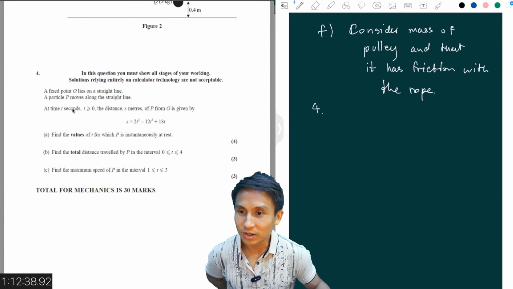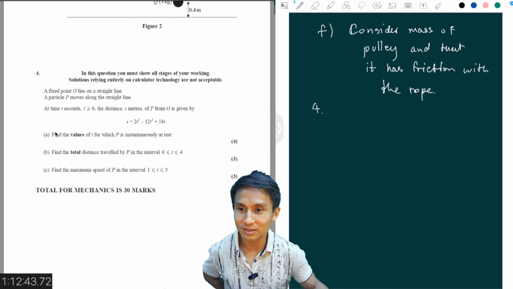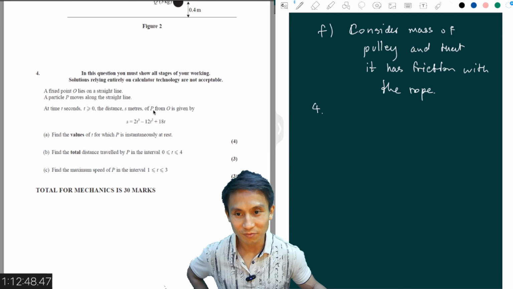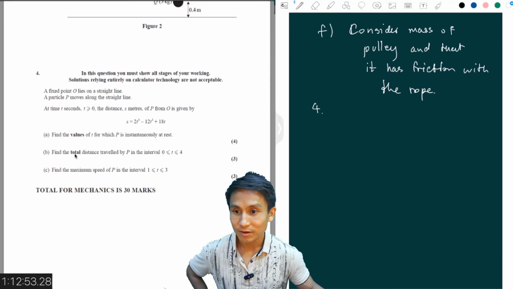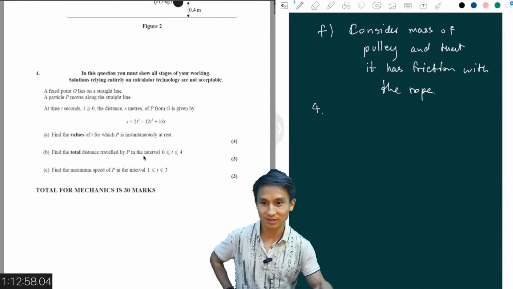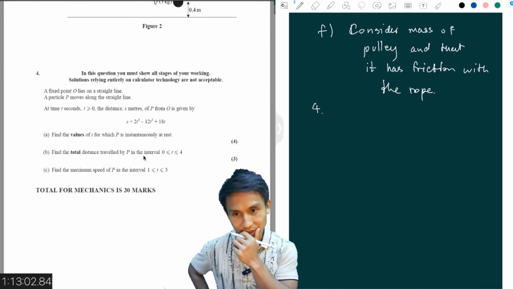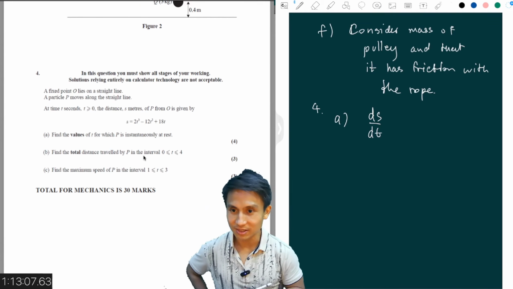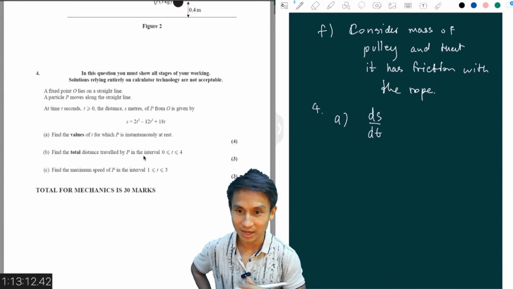Number 4, a fixed point O lies on a straight line. Particle P moves along the straight line. At time t seconds, t greater than or equal to 0, the distance s meters of P from O is given by that expression. Find the values of t for which P is instantaneously at rest. Because s is distance, we need to differentiate s by dt, because that would give us the speed.